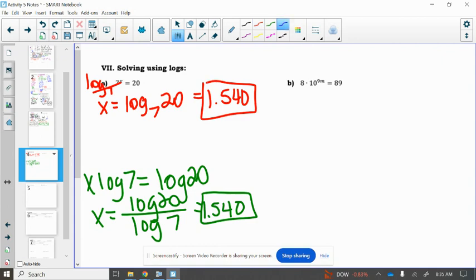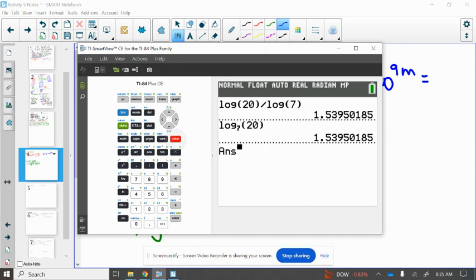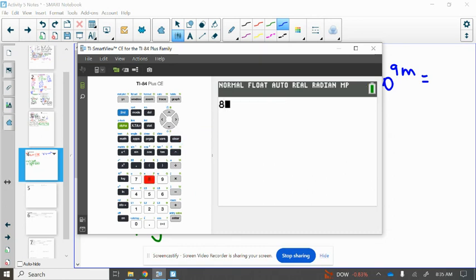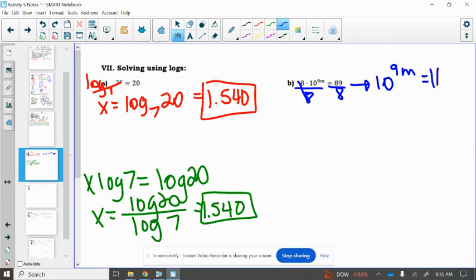In our next example, we can divide over to start the 8, so we can get our isolated function here. We have 10 to the 9m power, and then 89 over 8, right? Which, if we take 89 divided by 8, we have about 11.125.